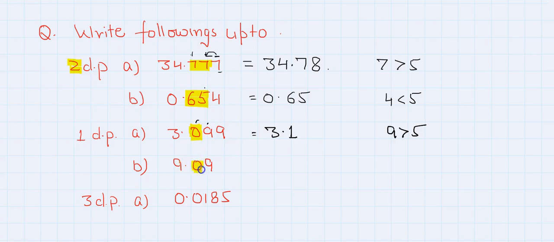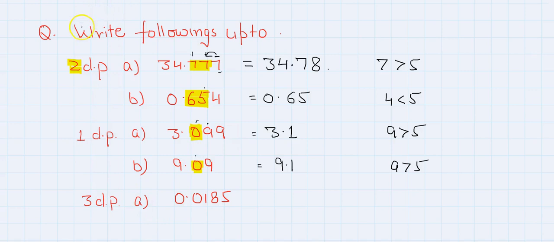Next one is almost the same question. So we have next number 9, which is also greater than 5. So it will be 9.1. We increase this by 1.